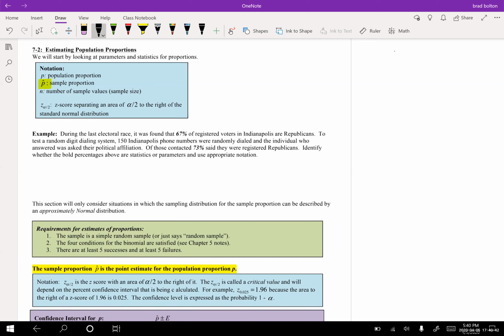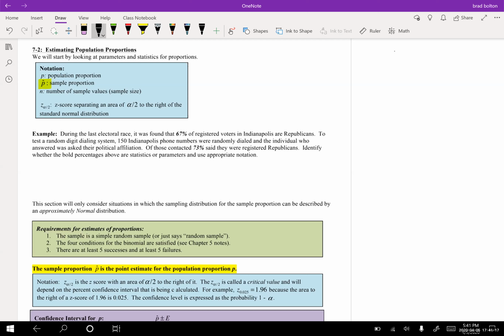So in this first problem, it says, during the last electoral race, it was found that 67% of registered voters in Indianapolis were Republicans. To test a random digit dialing system, 150 Indianapolis phone numbers were randomly dialed, and the individual who answered was asked their political affiliation. Of those contacted, 73% said they were registered Republicans. Identify whether the bold percentages above are statistics or parameters and use appropriate notation.